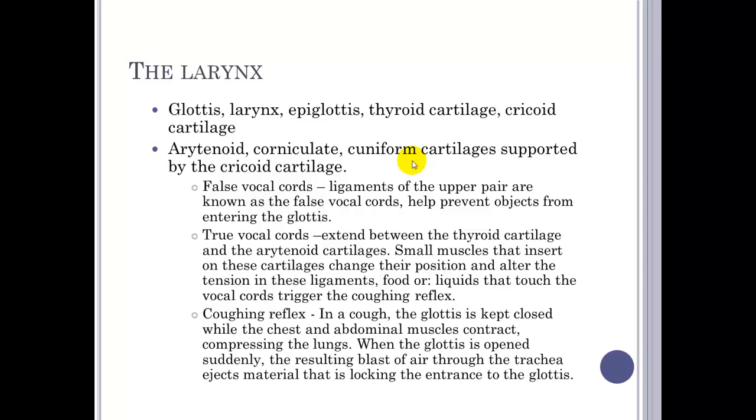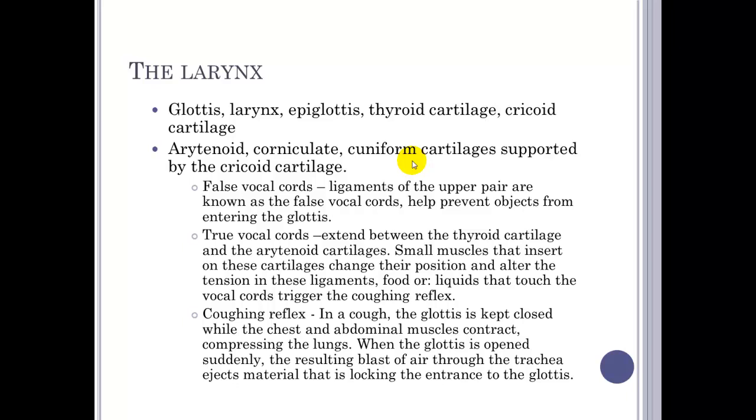And when we're talking about the voice box at this point, the larynx, we have something at the top called false vocal cords. The two ligaments in the upper pair are known as false vocal cords, and they prevent objects from entering the glottis. So these things are going to close and assist us in closing the glottic opening. These are also what spasm in a laryngospasm.